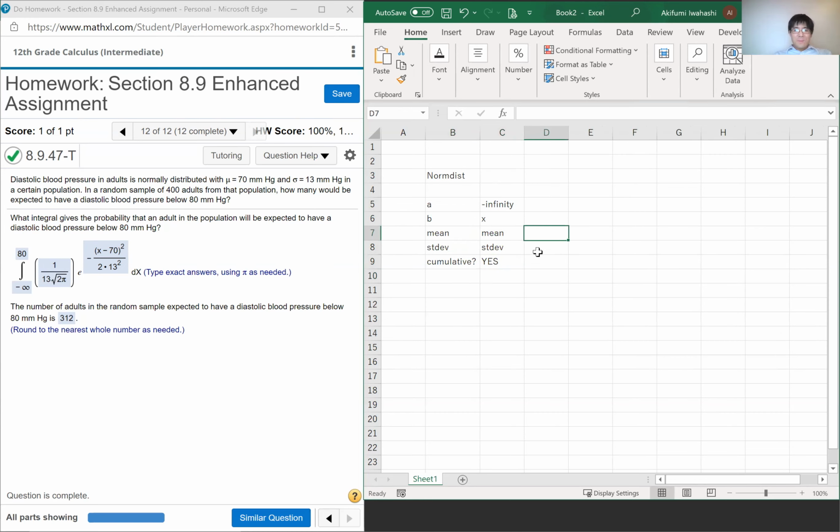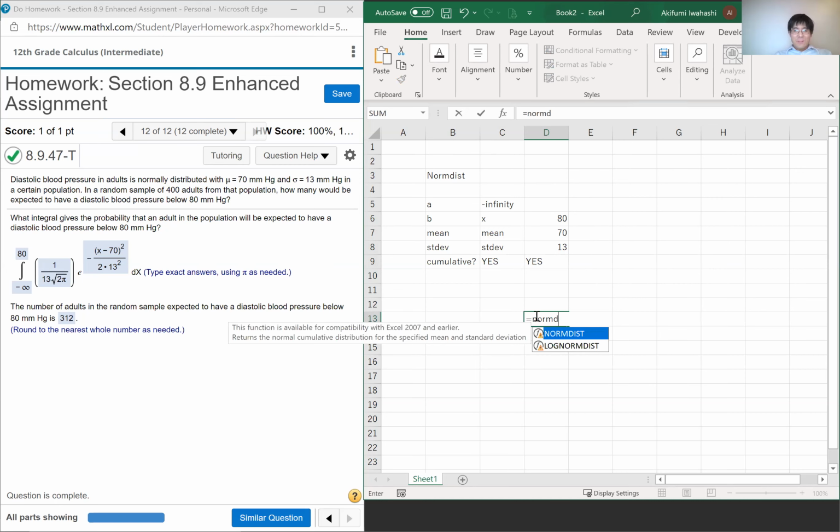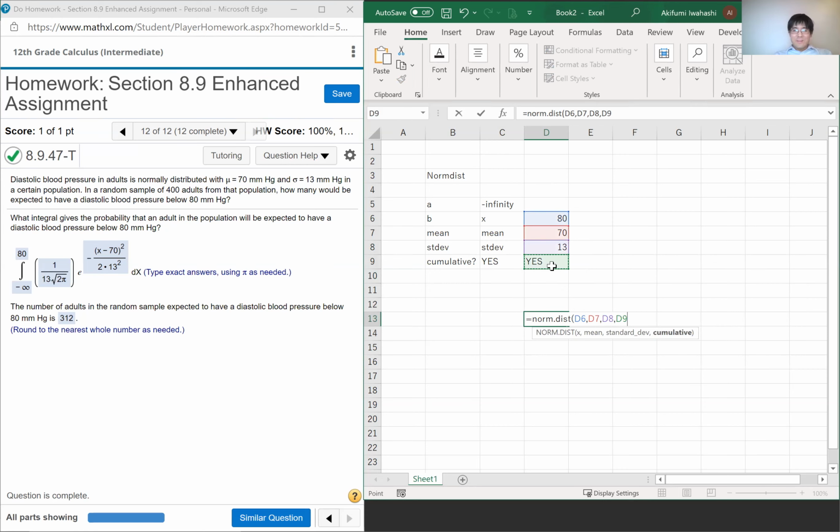So for this problem, the integration is from negative infinity to 80, the mean is 70, and the standard deviation is 13, and we choose yes for cumulative. So in NORM.DIST, x is 80, the mean is 70, the standard deviation is 13, and cumulative is yes. Actually, yes should be TRUE; TRUE is the same thing as 1. That gives us 77.91%, which we already found. When we multiply this value by 400 people, we get 312 people. So this also works.